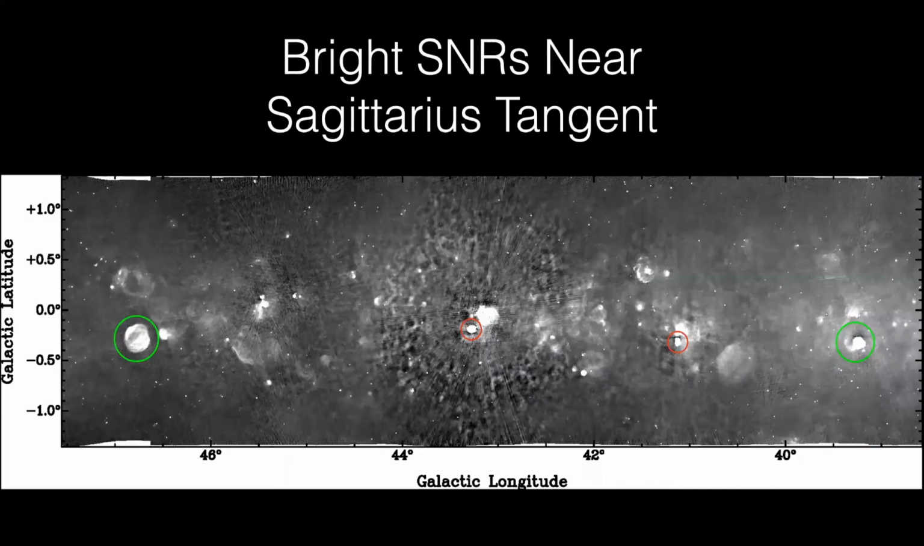I'll now switch gears and present the polarization results from supernova remnants on the low longitude side of the Sagittarius arm tangent. In an upcoming paper, I will present the results of all four that are highlighted here. But for the purpose of this talk, I will only discuss the two seen in green.